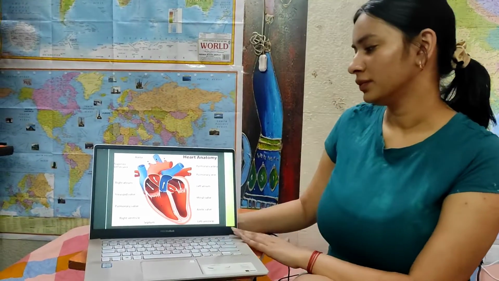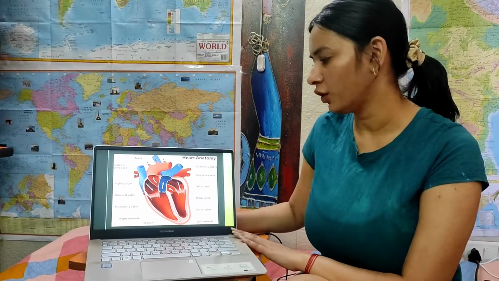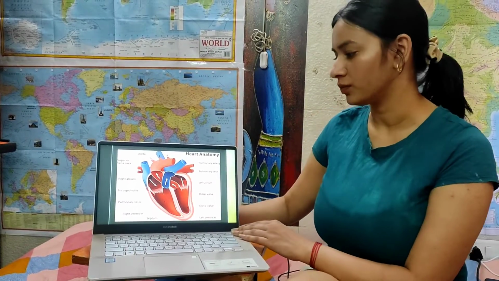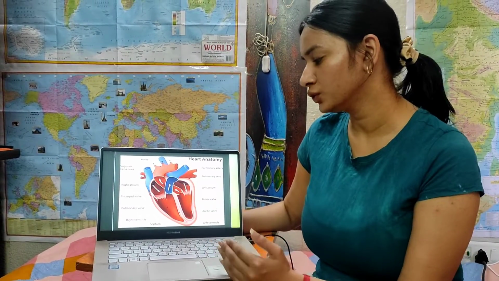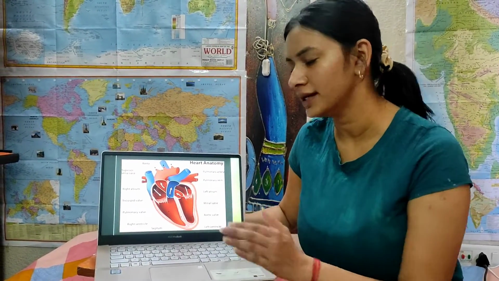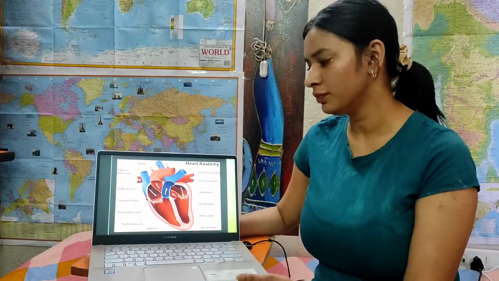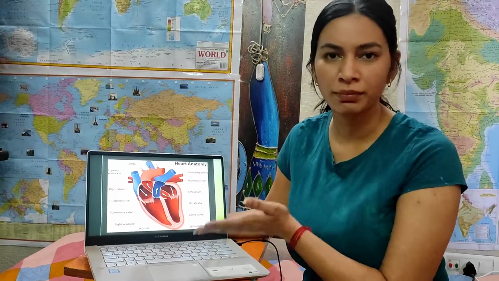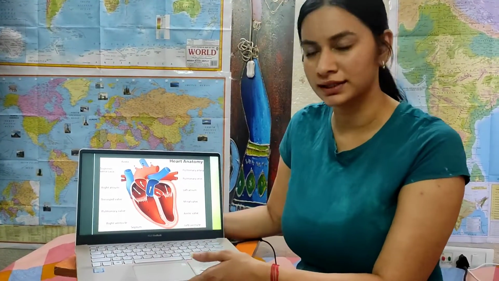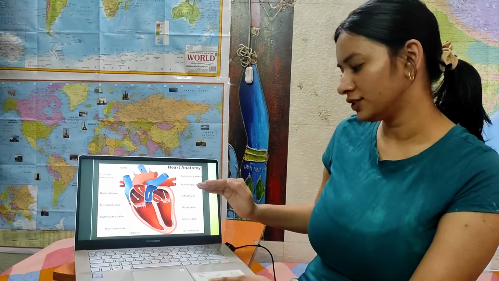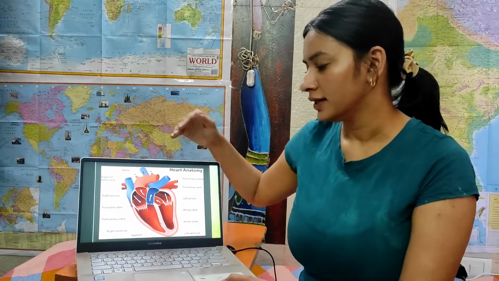So here is a quick anatomy of the heart. This is how your heart actually looks. Now, the heart is divided into two portions, the left portion and the right portion, through a wall known as the septum. Each portion is divided into two parts: the upper portion is called the atrium and the lower portion is called the ventricle. So we have a right atrium and a right ventricle, and a left atrium and a left ventricle.